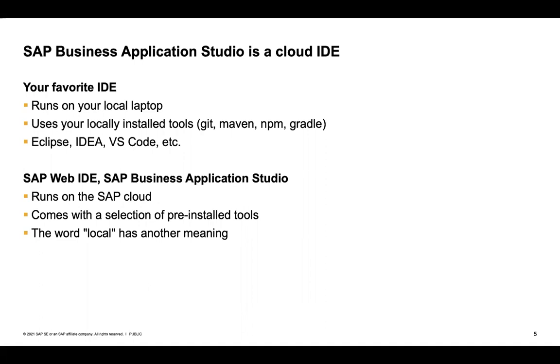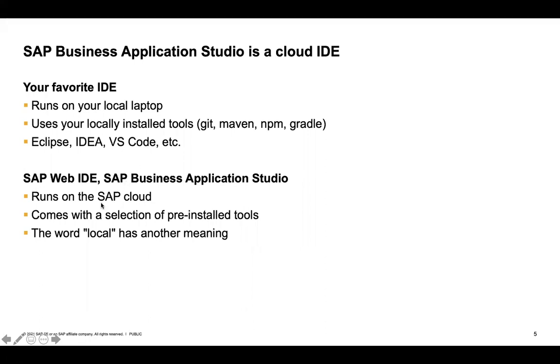Now, if we have a look at Cloud IDEs, there are a few things that need to be understood. First of all, they run on some kind of remote machine, right? Because they run on the cloud. We have our browser and we access some kind of front end that looks like an IDE, which might be Eclipse or VS Code and so on. Probably Business Application Studio will look quite similar to VS Code, like we'll see in a few moments.